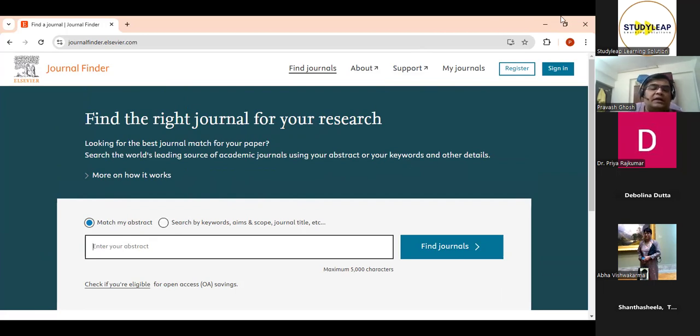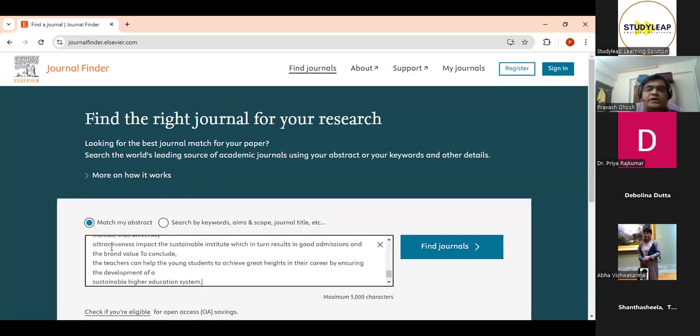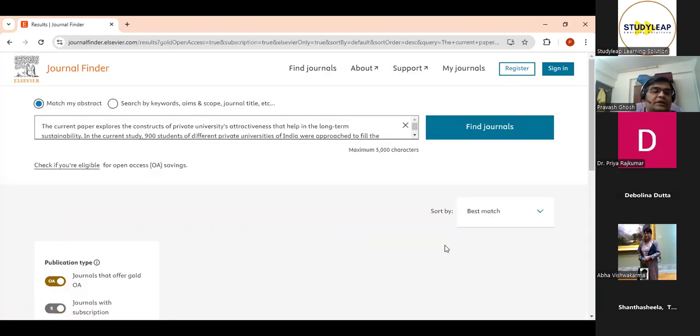But I am doing the very basic thing. I have opened one of my papers, and just the abstract I will take here. Only the abstract I am copy pasting. So you can take it from one of your papers. I am pasting the abstract, right? Simply I have taken one of my paper abstracts and pasted it here, and then go to find journals. Let us see what it shows.